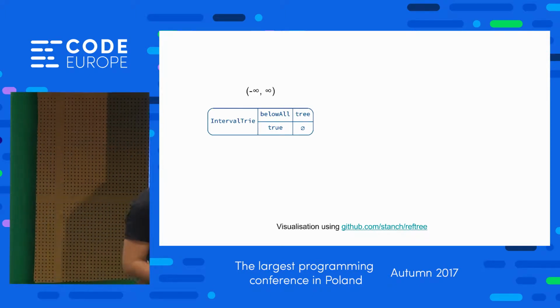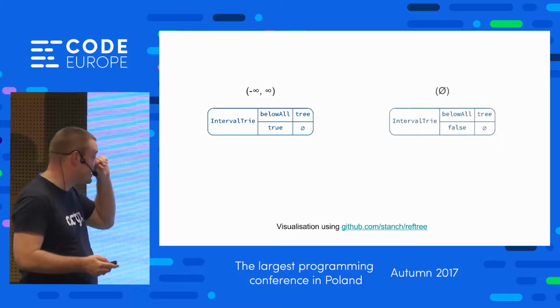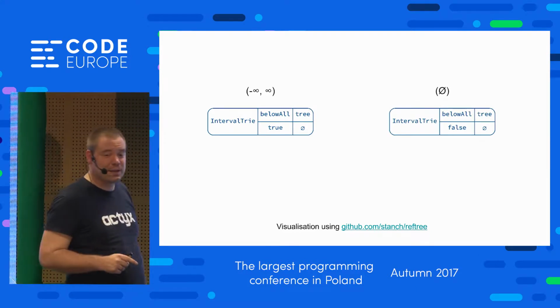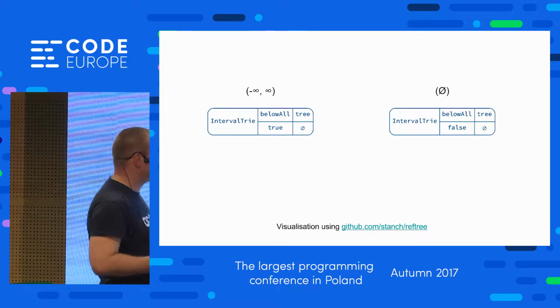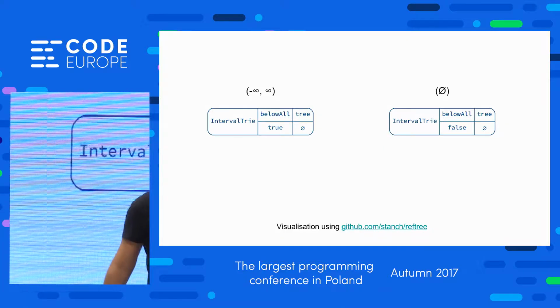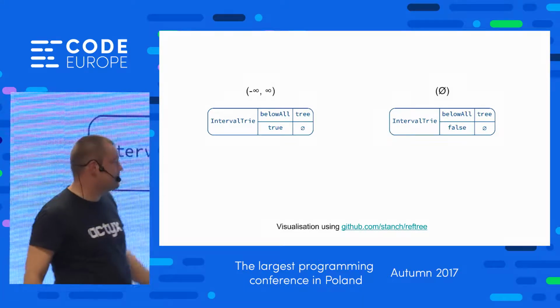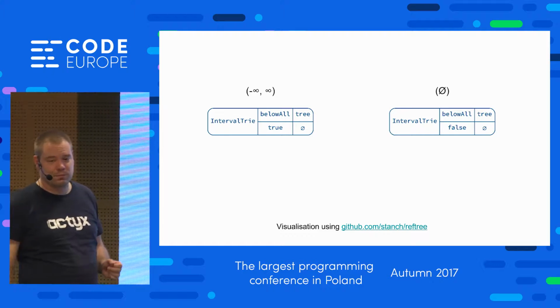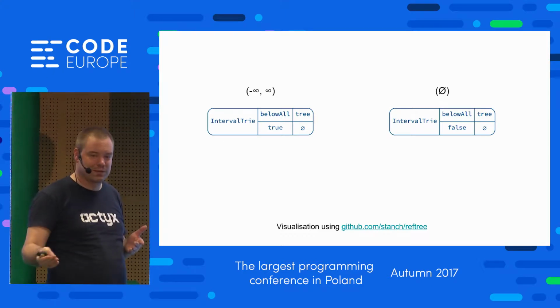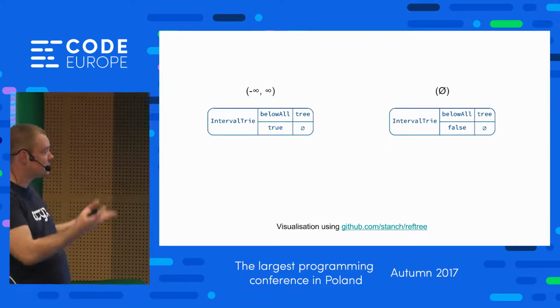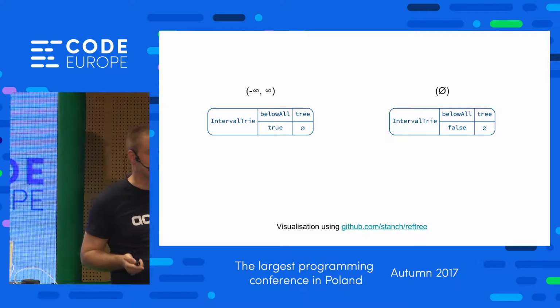So we see this is the interval from negative infinity to infinity, and now if I take the empty interval, it looks pretty similar. The only difference is that below all is false, and the tree again is empty, which means there are no changes. There are no changes, so you don't need to have a tree, so there is no tree.